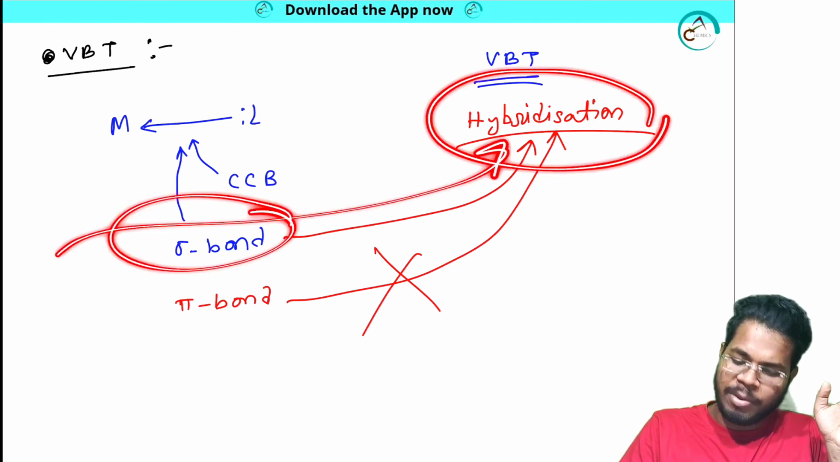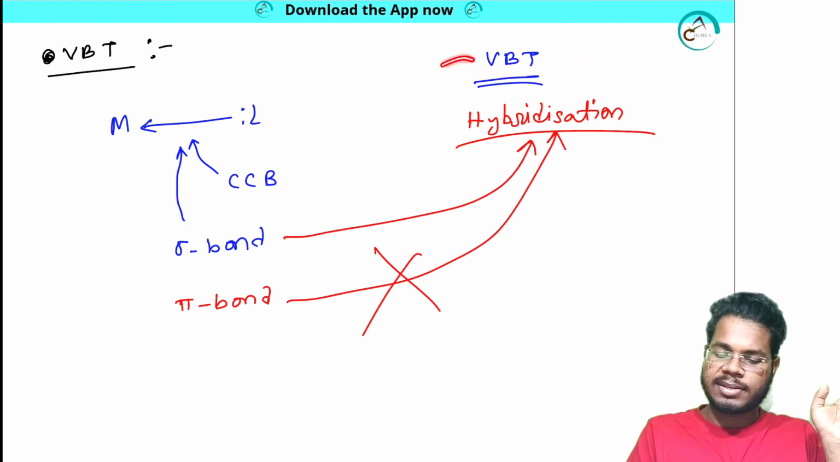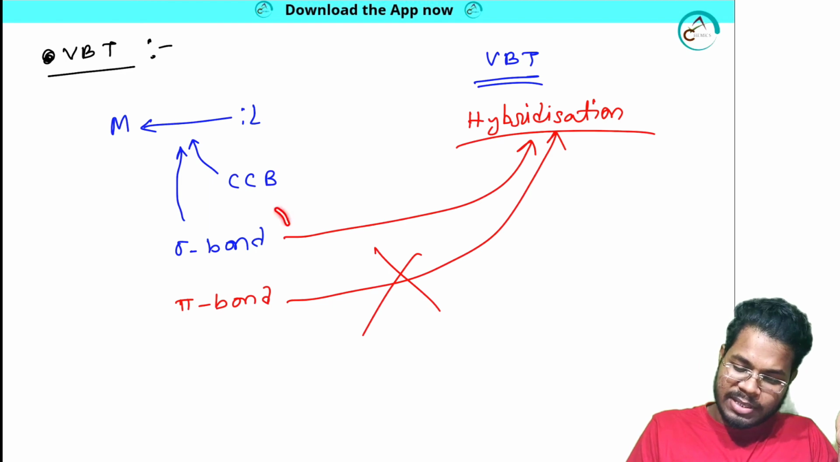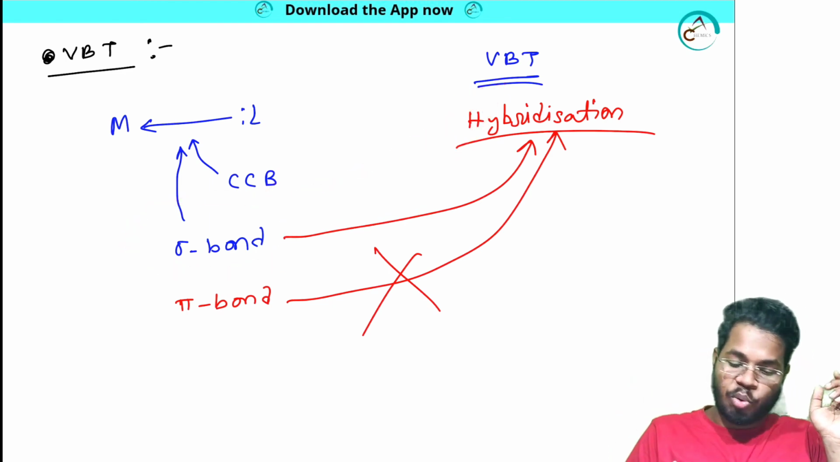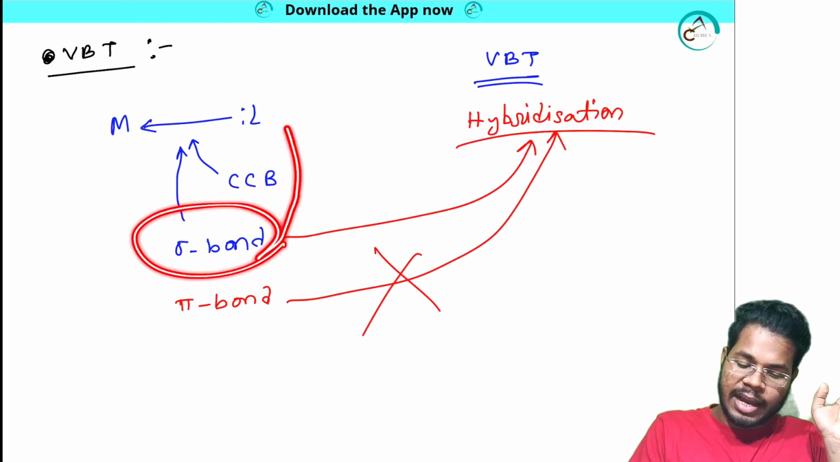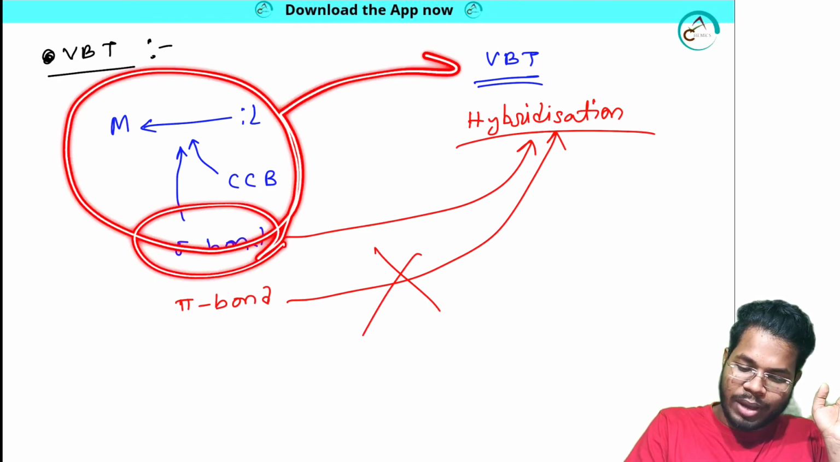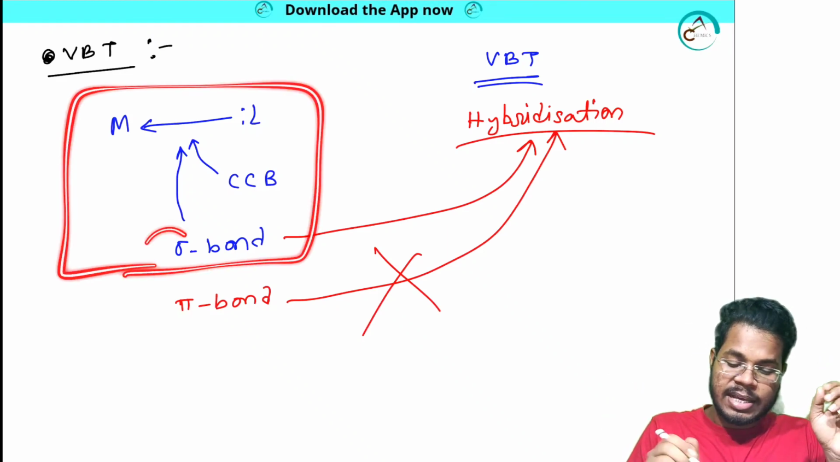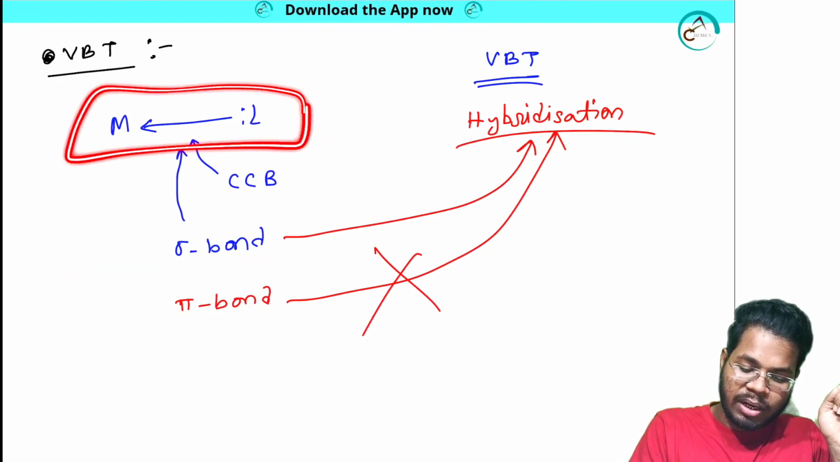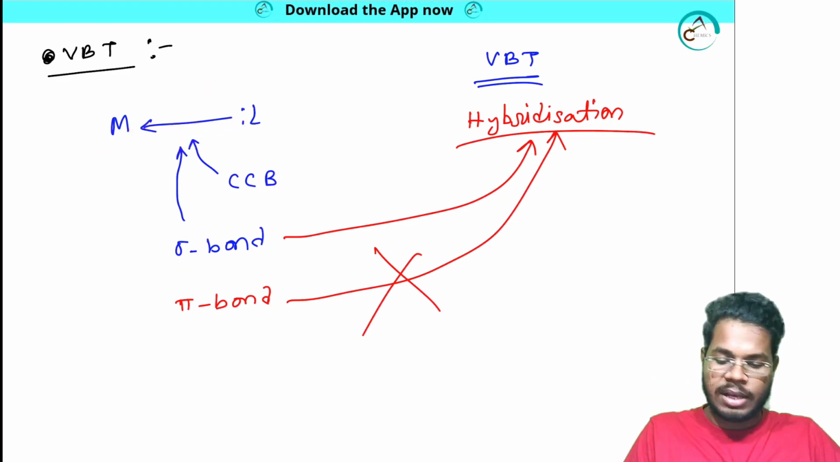And I told you hybridization is a concept of VBT. VBT is nothing but hybridization. So in some way sigma bond is connected to VBT, and we need to find this kind of sigma bond in metal complexes to explain VBT. Clear? So how to find the sigma bond in metal complexes? A sigma bond will form when ligand to metal electron donation is possible. So how to do that?